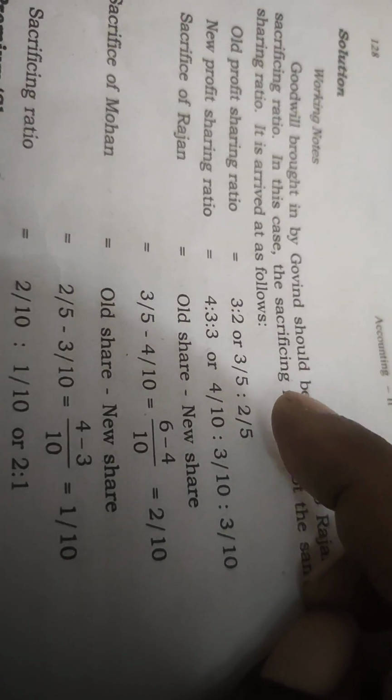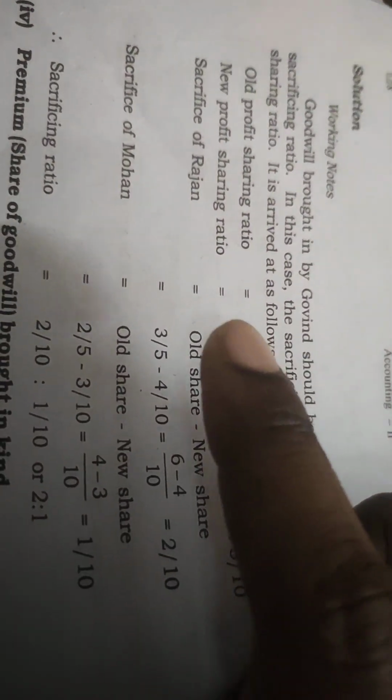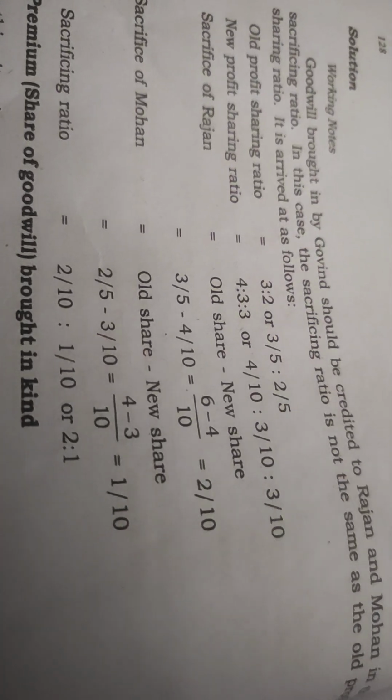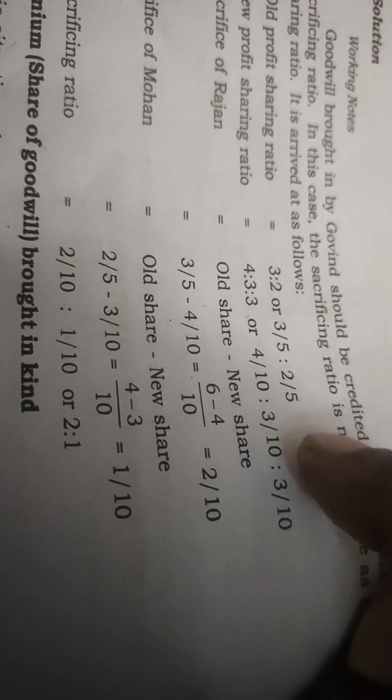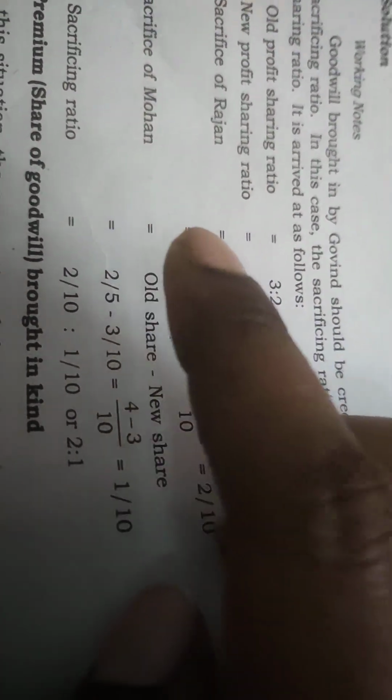Then the sacrifice of Rajan will be old share minus new share. Here the old share of Rajan is 3/5, so 3/5 minus new share 4/10 will be 2/10. Then the sacrifice of Mohan is old share minus new share. The old share is 2/5 and the new share is 3/10, so 2/5 minus 3/10 will give 1/10. So the sacrificing ratio will be 2/10 to 1/10. Wiping off the denominators, we get the ratio 2:1.